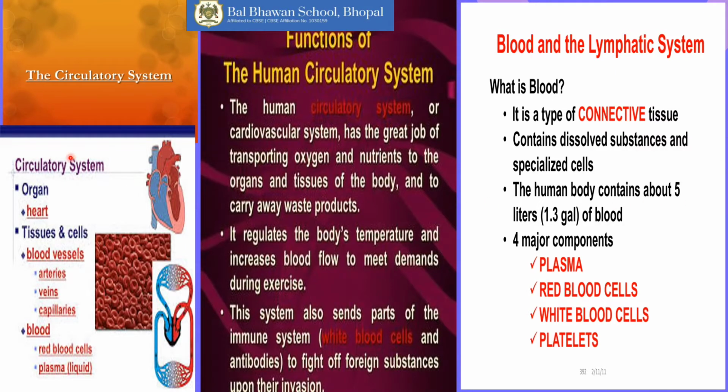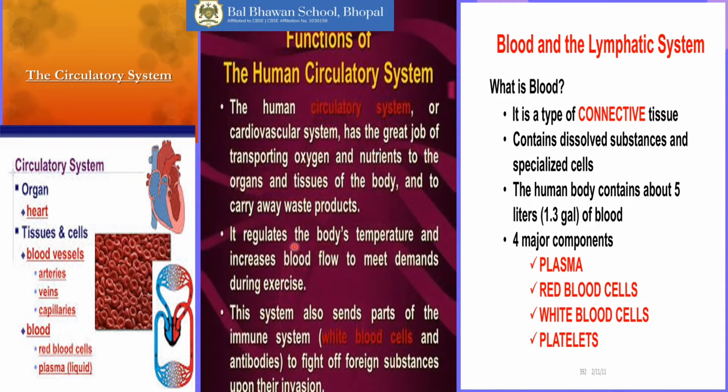Now let us quickly discuss the circulatory system in human beings. In human beings, this circulatory system is very important because it is the transporting system, and it transports oxygen and nutrients to different parts of the body, and at the same time it also carries away waste products.